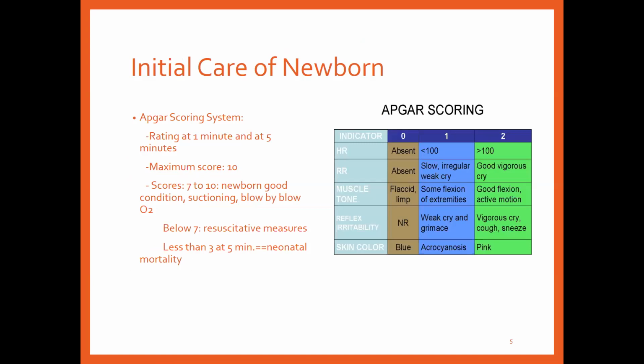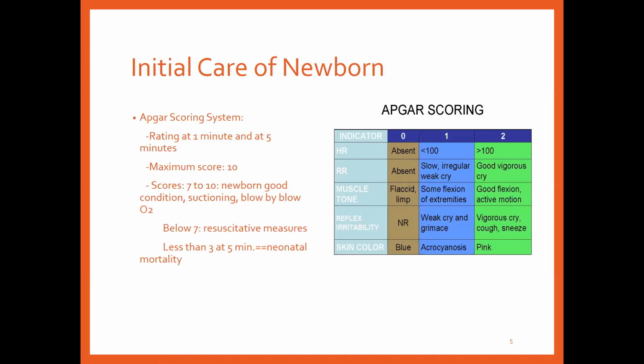All right, initial care of a newborn. We use an APGAR system when the baby is born. The APGAR system gives a rating at 1 minute, and then we do a rating again at 5 minutes. The maximum score is 10. Scores 7 to 10 basically mean the newborn is in good condition. Maybe they had some suctioning or maybe blow-by oxygen. Below 7 would need resuscitative measures, and less than 3 at 5 minutes would indicate neonatal mortality risk.